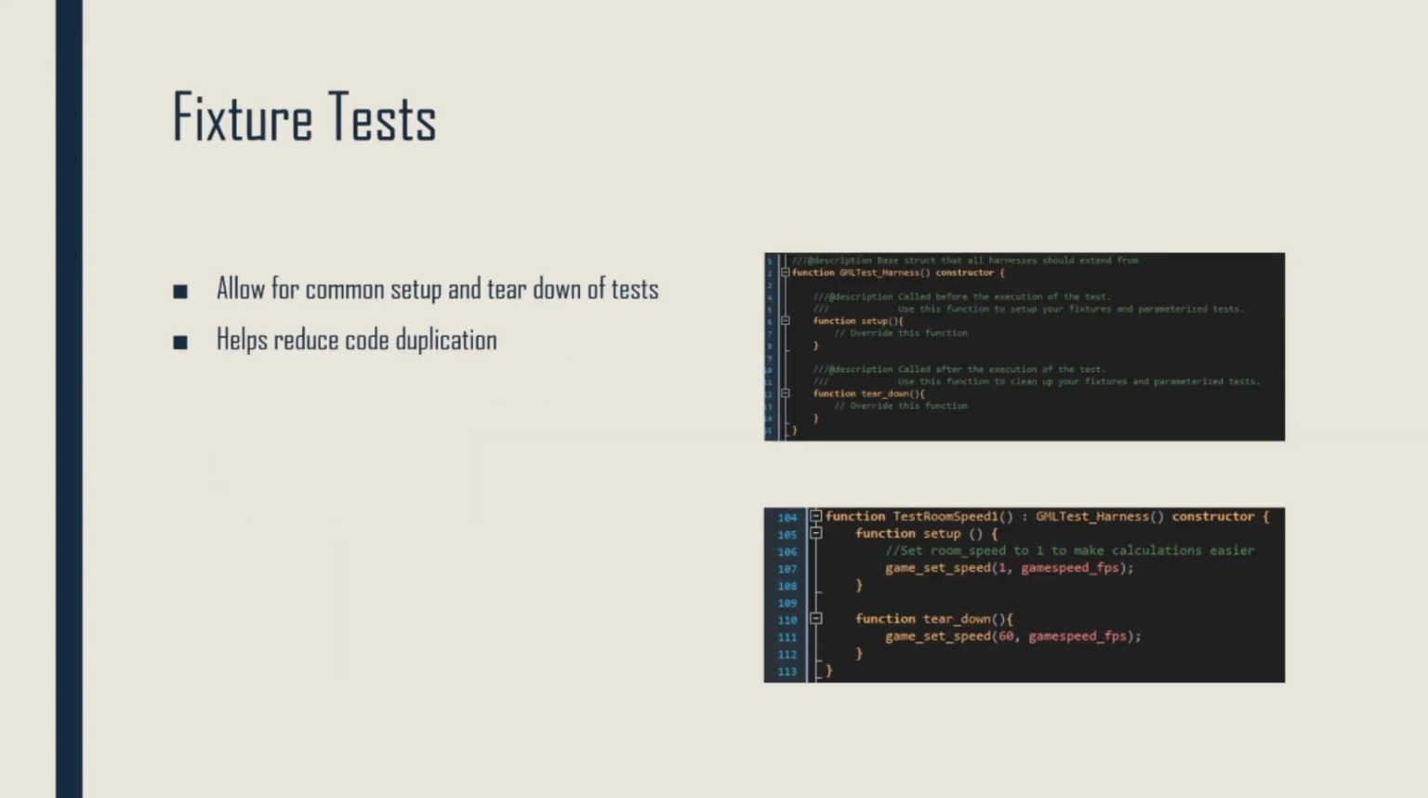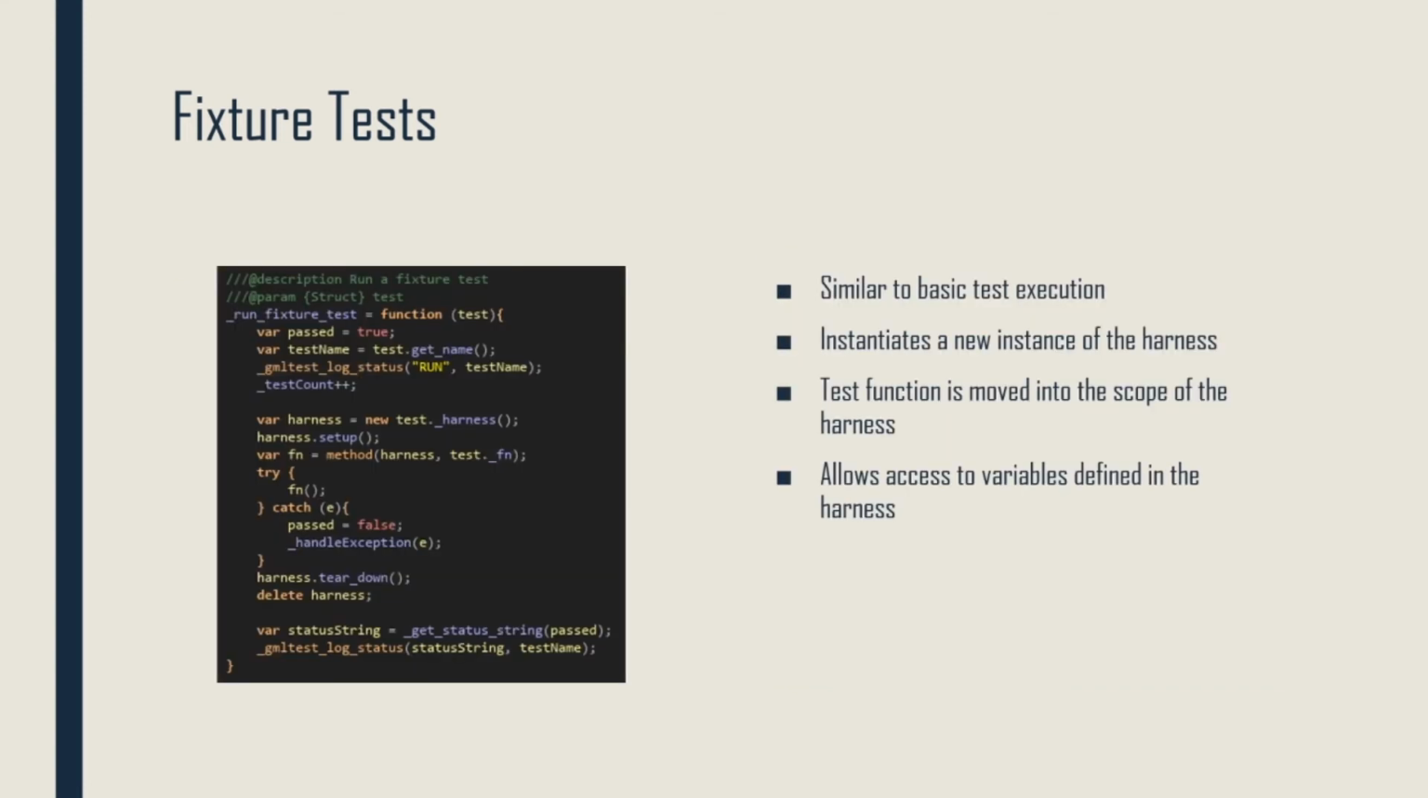So now on to fixture tests. Fixture tests are useful because they help reduce your code duplication. They allow for a common setup and teardown of tests. Here's an example of that, our minute string fixture test from before. I use it to set the room speed to 1 to make the calculations for the test easier, and I reset it afterwards. And so this is how it works.